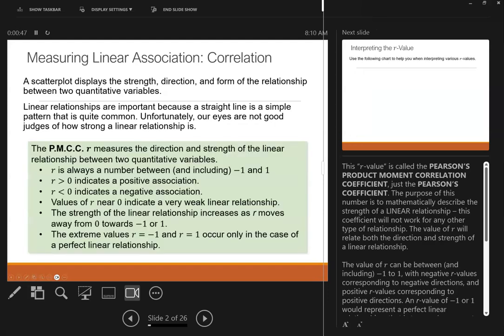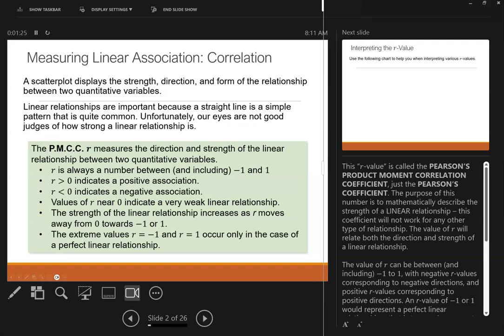So there are numeric measurements for correlation, and that's what we're going to be talking about, how to compute here today. So the first one is the Pearson Product Moment Correlation Coefficient. That's what PMCC stands for. We abbreviate that with the letter R, the lowercase letter R. Maybe we remember this from pre-calculus or algebra 2. I think we talk about R in both those courses.